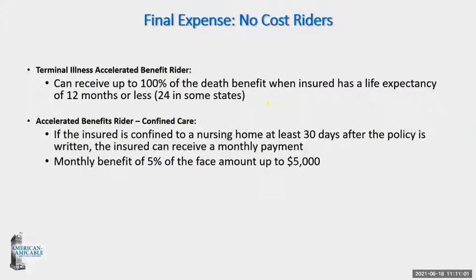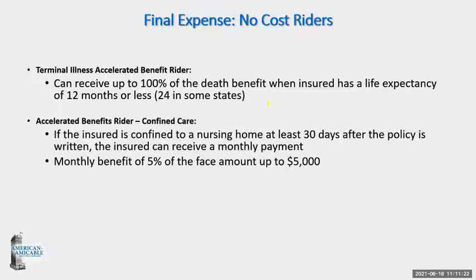Now they have two no-cost riders that they include on their final expense plan. One is the terminal illness accelerated benefit rider, and this is a great one because they can receive up to 100% of the death benefit if they have a life expectancy of 12 months or less. And in some states, it's even 24 months or less, which is even more generous.